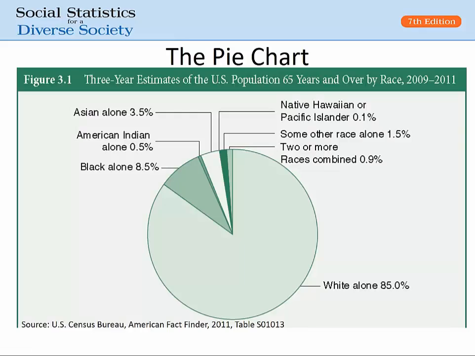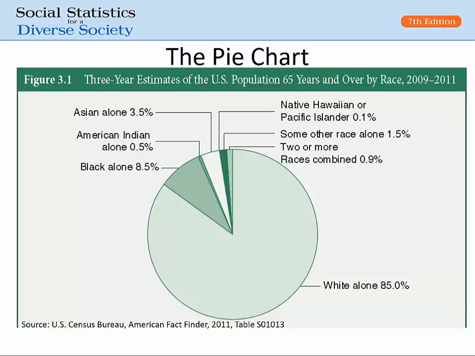This is another pie chart based on census data. It's a 3-year estimate of people in the population who are 65 years and over by their race from the years 2009 to 2011. And so we can see the different race categories: Asian alone, American Indian alone, Black alone, white alone, Native Hawaiian or Pacific Islander, some other race alone, 2 or more races combined. And next to those, we can see each of the percentages. And they correspond to the size of the slice on the pie chart.